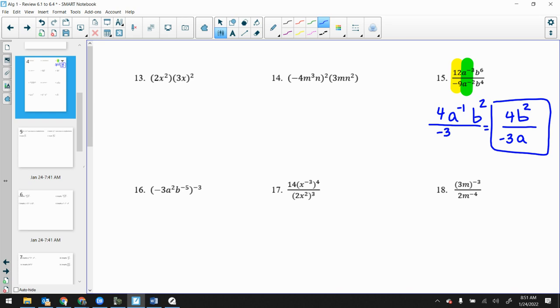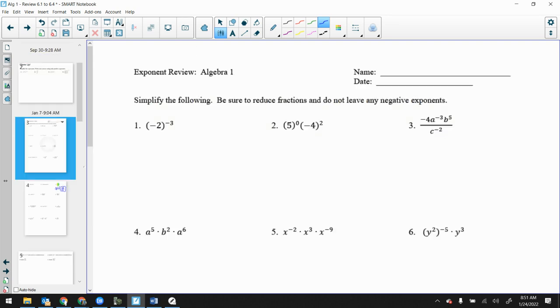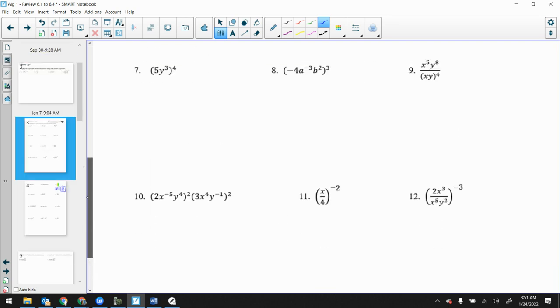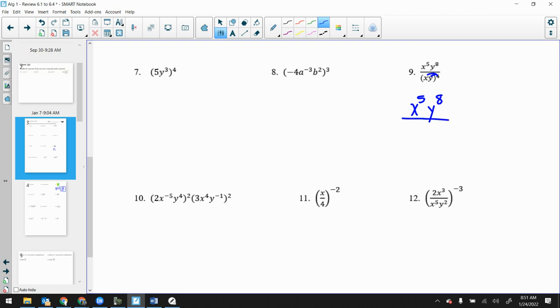Okay, give me another one to go over. Tommy. 9. Number 9. Okay, to reduce this one, first I'm going to do the distributive property, getting that fourth power in. So x to the 5th times y to the 8th over x to the 4th, y to the 4th. And now I subtract exponents. Remember, whenever you got a parenthesis around with an exponent on it, you distribute it just like we did. Now we subtract exponents because I see division.